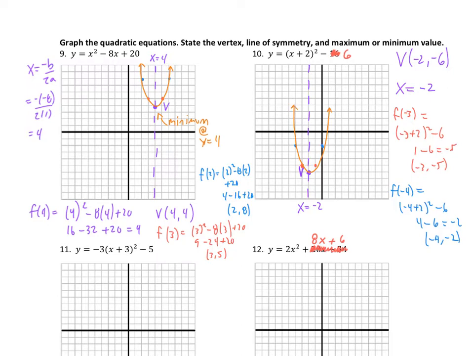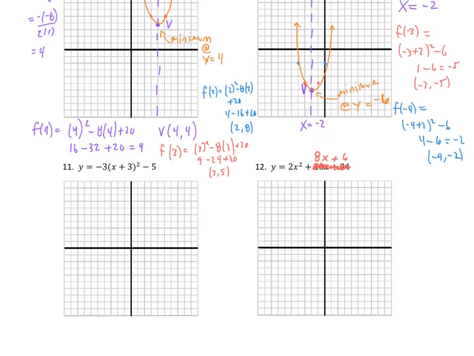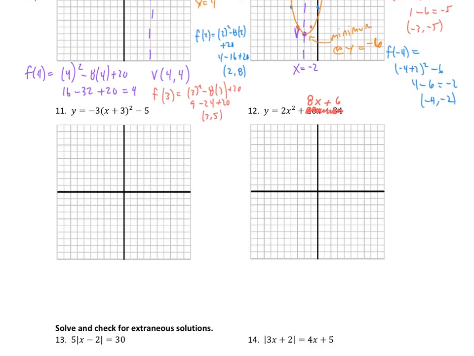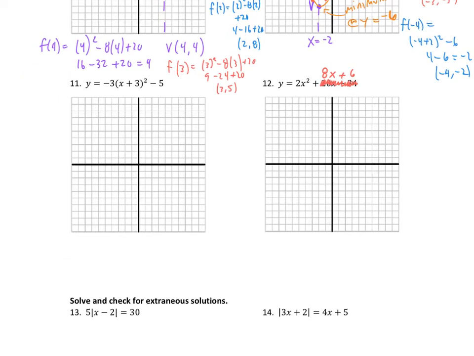And this one also has a minimum, but it's at y equals -6. Alright, there's 9 and 10. Number 11 is also in vertex form, so just the same way I was doing the last one.